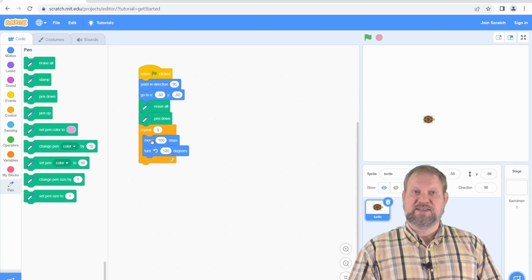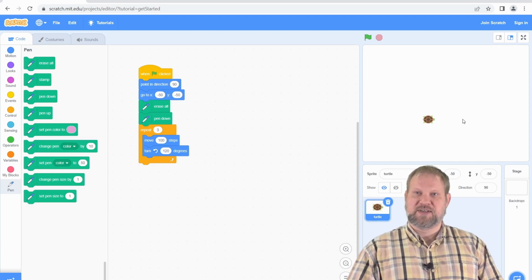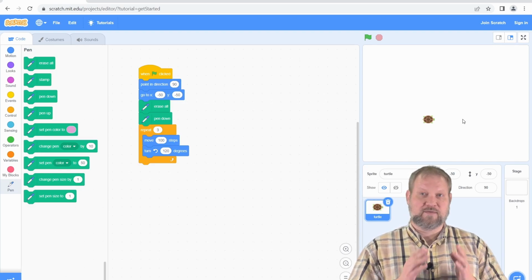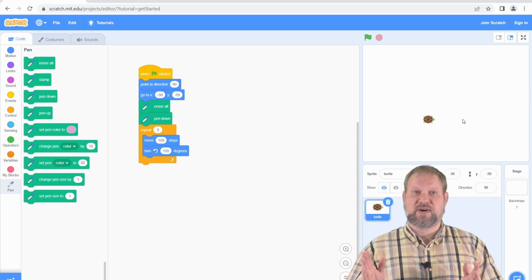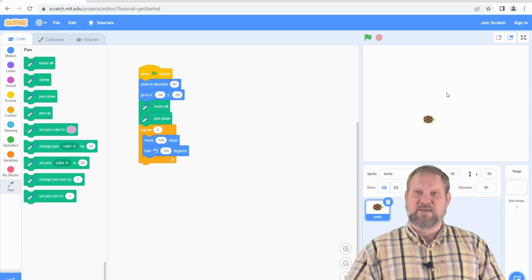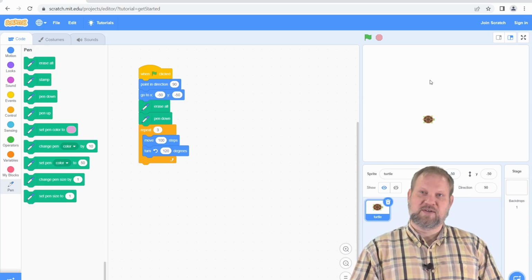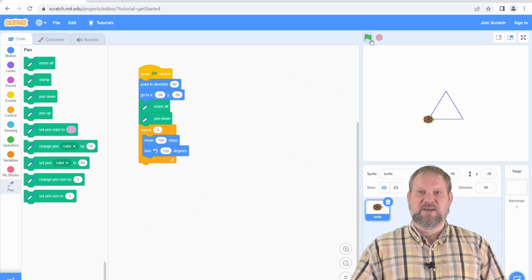Now, the blocks that are inside, we have move 100 steps, and you might say, well, that probably makes the turtle take 100 steps forward, and that's absolutely true. So whatever direction it's facing, it's going to move 100 steps that direction. And then we have a turn of 120 degrees. So you're thinking, oh, that will make him turn 120 degrees. Then we repeat that, so he moves another 100 steps upwards and to the left a little bit. And then we turn 120 degrees again, and we move down again. And that's where we stop. And if we run that program again, you can see that's exactly what it does. So now you understand what this program does.